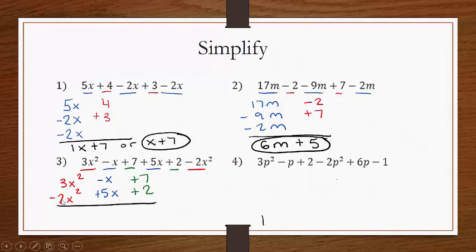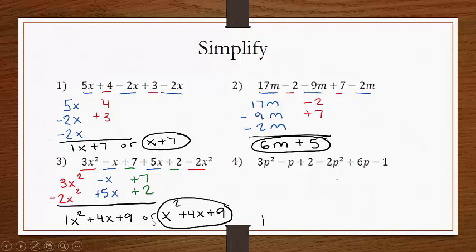And then we just go straight down and do the math. 3 minus 2 is 1. Negative 1x plus 5x is positive 4x. And 7 plus 2 is positive 9. Again, multiple choice questions typically don't write the 1, so if you see it like this, it's the same thing, but they'll write it like that.